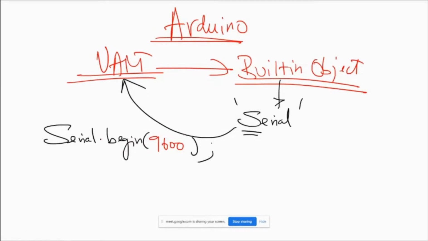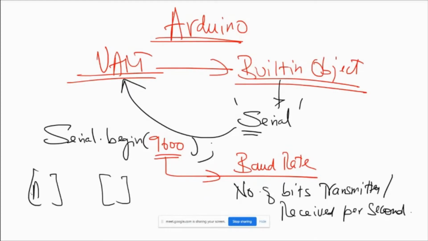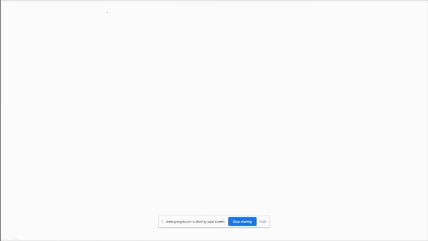For starting the serial communication, you should know what the data rate or baud rate is. I hope you understand what baud rate means. Baud rate means the number of bits transmitted or received per second. If there are two devices, this is my Arduino, this is my PC, and both of them are transmitting and receiving data, they agree upon a common data rate. I will transmit data at 9600, and you also transmit data at 9600. If one is transmitting at one rate and the other at another rate, then the serial communication will fail.